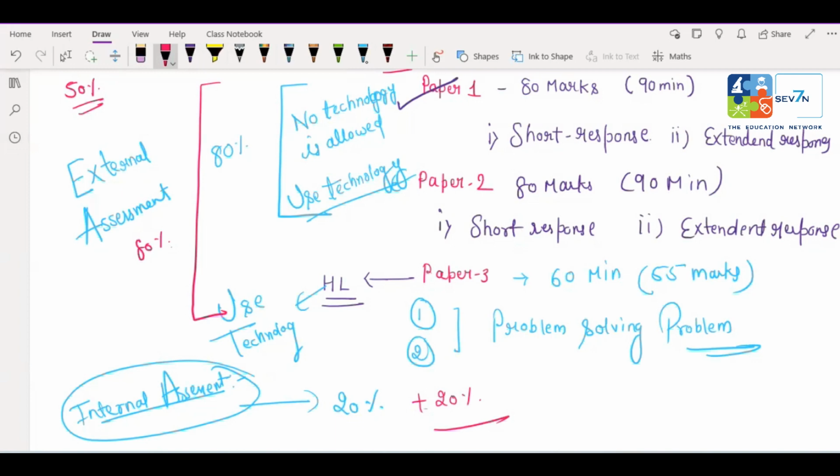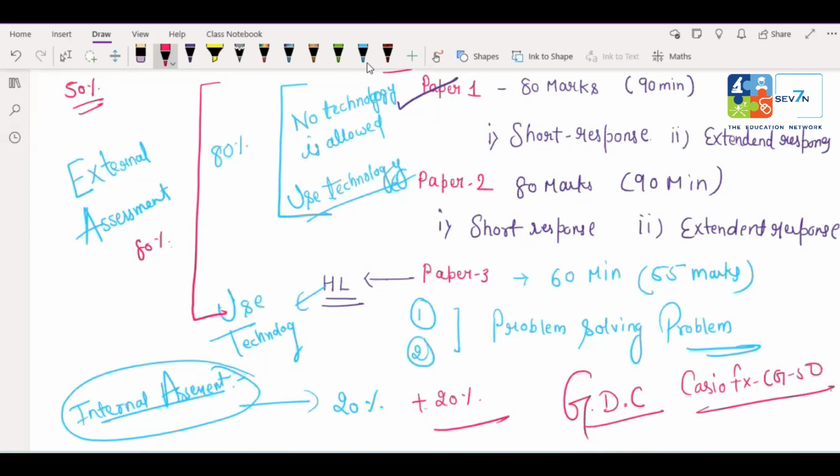In mathematics, we can use a graphic display calculator, in short form GDC. In general, we are using the Casio FX-CG50. This is the calculator we are using to solve questions in IB. There are many different concepts there.